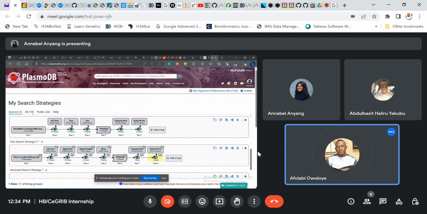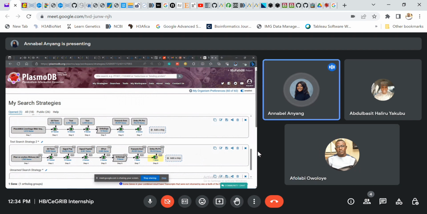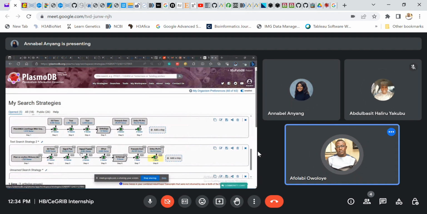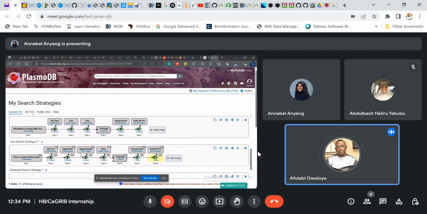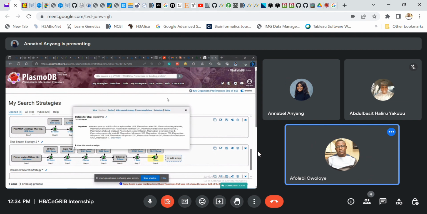So initially, your signal peptide was how many? It was less than this. Now it's the signal peptide, the previous one we just did. Do you understand what I'm trying to say? What was it before? I don't know the exact value, but it was lower than this. No, the one you added, remove it. Just delete.